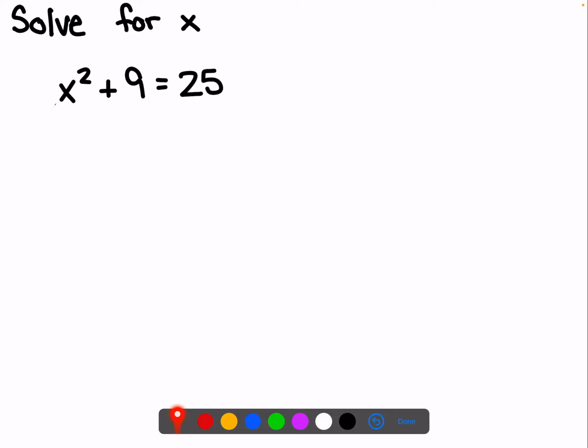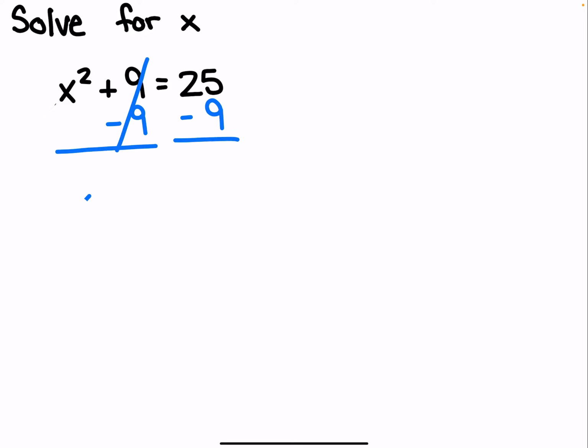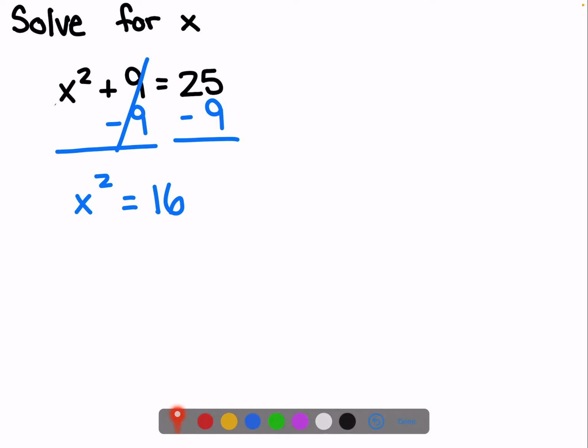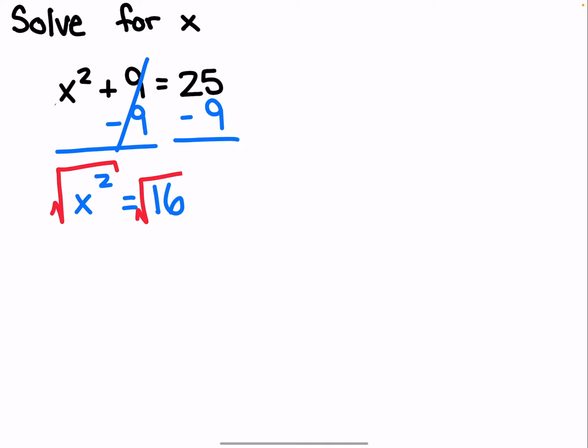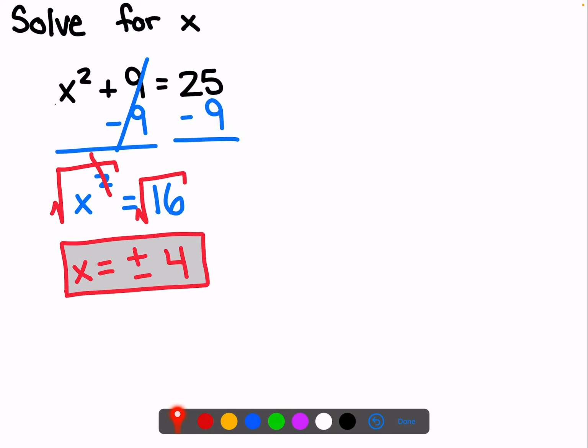All right, next up, solve for x. We have x squared plus 9 equals 25. So to solve for this, the first thing that we would do is subtract 9 from both sides, giving us x squared equals 16. From here, to get rid of the square, we take the square root of both sides. That gives us x equals plus or minus 4.